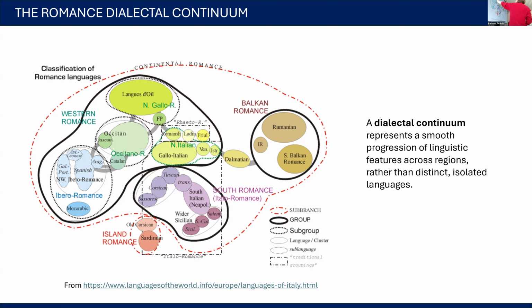If we leave the Western Romance, we can find the South Romance, where we have Tuscan, which is basically a fancy way to say Italian. So here in purple is Italian. And then we can find the Balkan Romance, that's Romanian, all the way over to the east. So basically, this is the system that we're looking into.